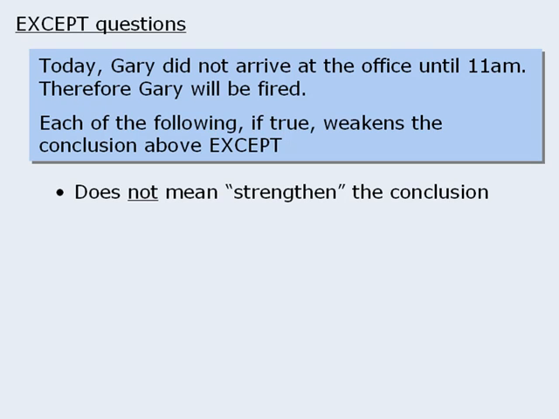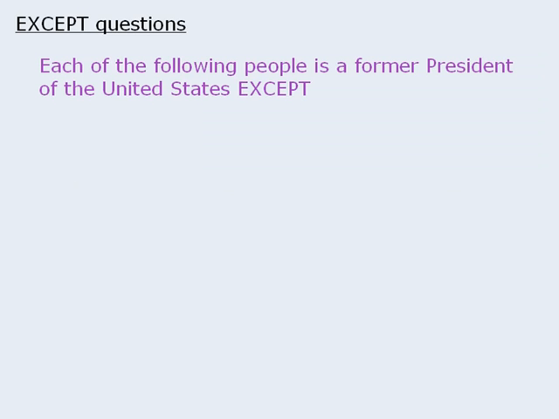Now, accept questions are unusual in that our minds are not programmed to handle them very well. Almost all of our schooling has set us up to look for answers to questions, and accept questions ask us to find something that is not the answer to a question. This negative direction can trick us. For example, consider the following question. Each of the following people is a former president of the United States, except. Now at this point, we can't help but begin thinking of former presidents. And when we get to the first answer choice, we see that it matches what we were already thinking, and we may instinctively select it because this is how we've been programmed.